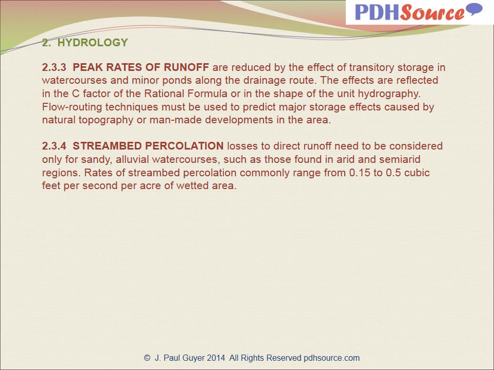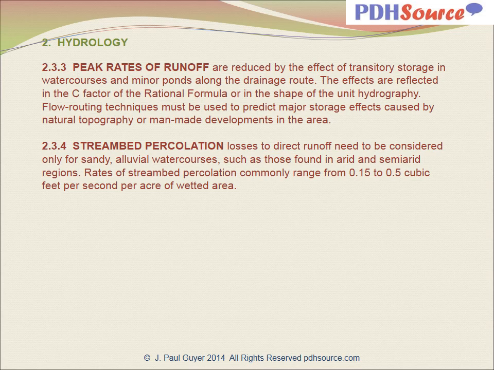The peak rates of runoff are reduced by the effect of transitory storage in watercourses and minor ponds along the drainage route. The effects are reflected in the C factor of the rational formula or in the shape of the unit hydrograph. Flow routing techniques must be used to predict major storage effects caused by natural topography or man-made developments in the area.